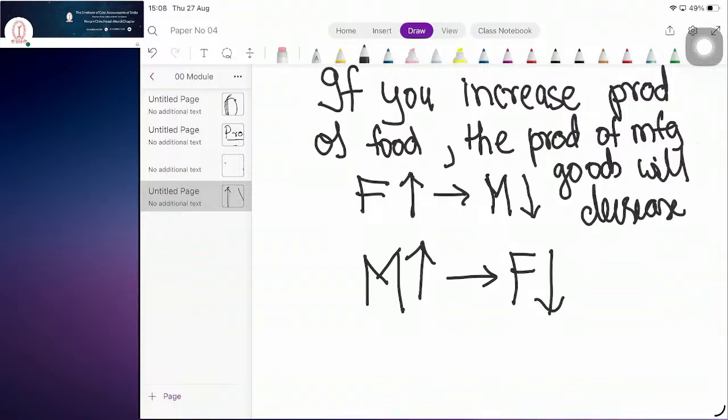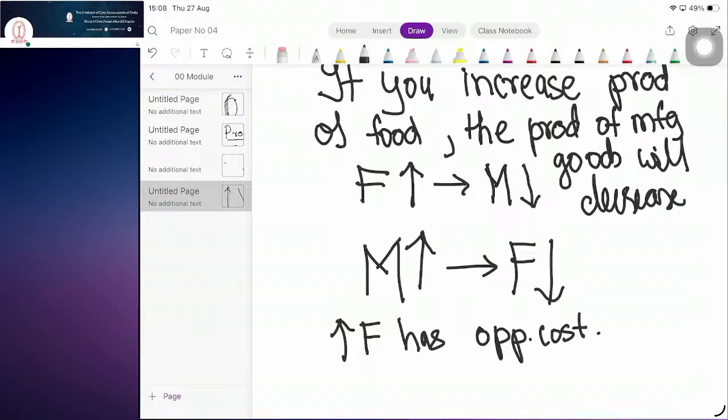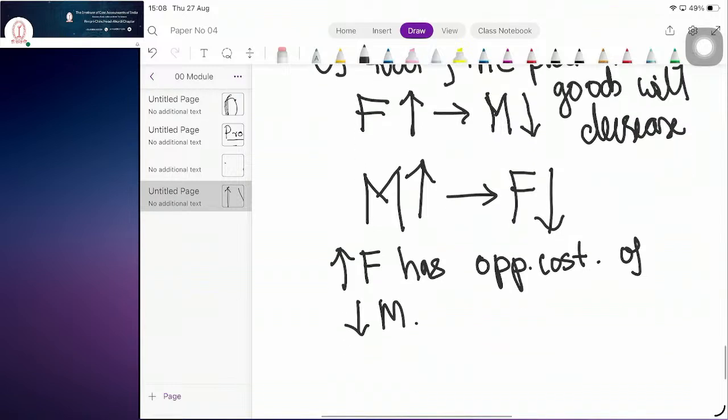So increasing food has an opportunity cost: the decrease in manufactured goods. An increase in food has an opportunity cost of a decrease in manufactured goods.